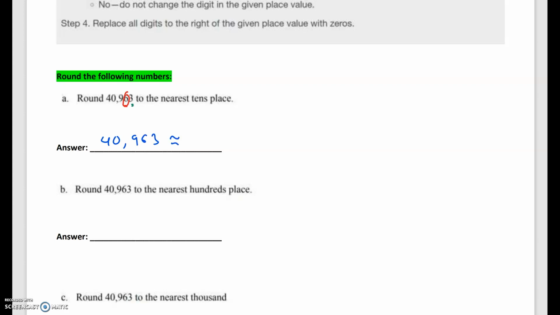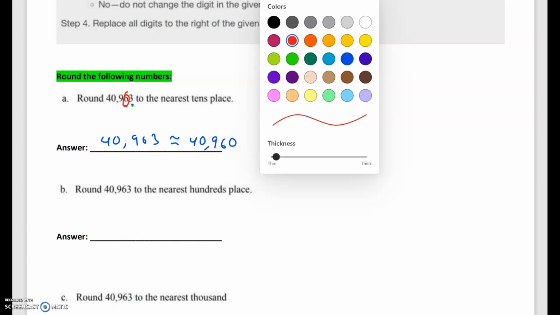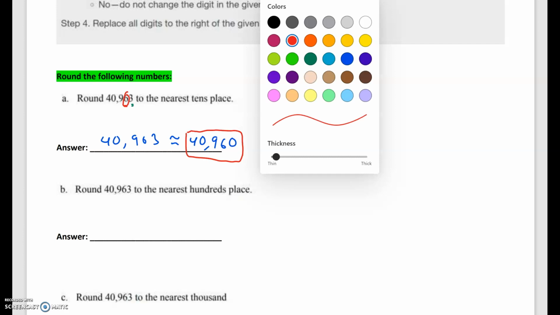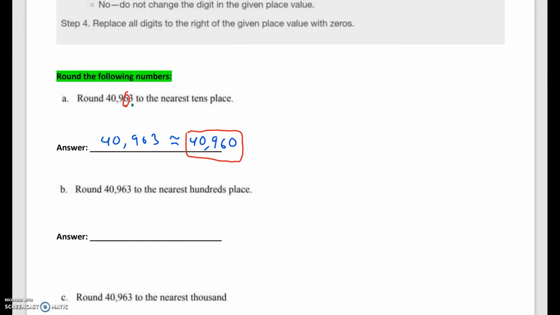So in this position, you would say that 40,963 is approximately, as we do the rounding, 40,960. So that value happens to be modified to 60 since you're rounding to the tens place. Another way of viewing it is that the value is closer to 60 than to 70 since you're rounding to the tens place.